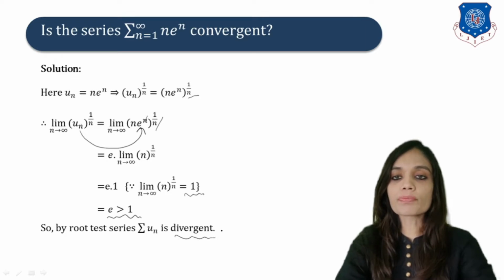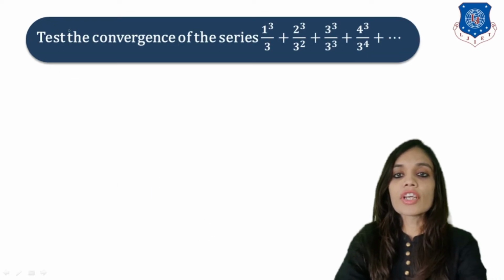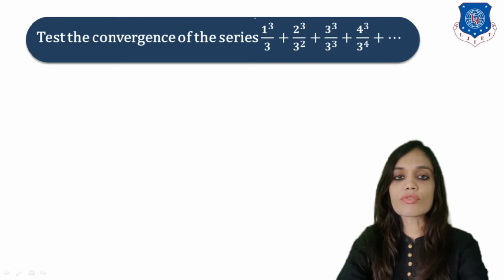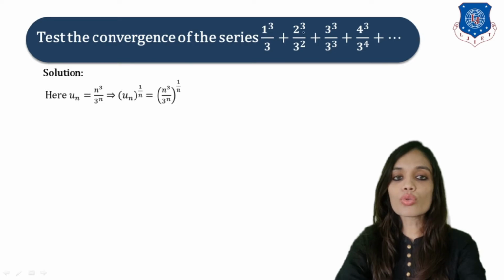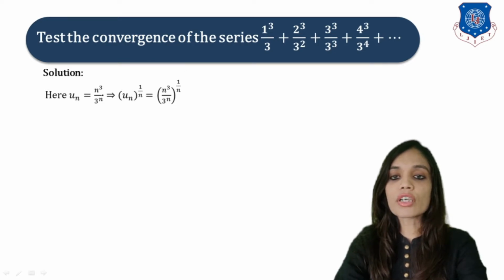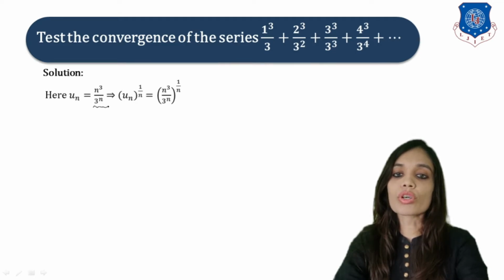So the given series un is divergent. Okay. Next, we have to test the convergence of the series 1 cube upon 3 plus 2 cube upon 3 square plus 3 cube upon 3 cube plus and so on. So here firstly we will find our un, that is our nth term. Here in the numerator you can see 1, 2, 3. So our series is n raised to 3 upon. In the denominator you can see the powers of 3. So that is written as 3 raised to n.